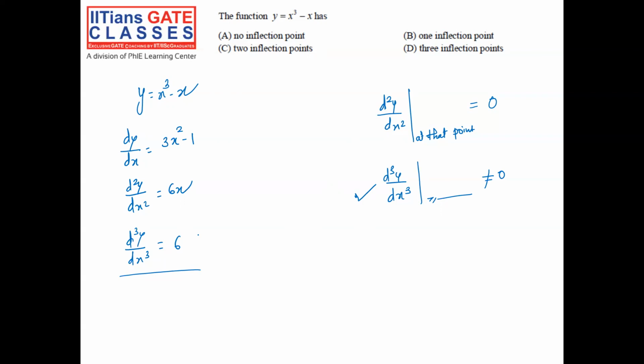What about the first criterion? The second derivative at that point should be equal to 0. That is possible only when x is equal to 0. At x equal to 0, we can clearly say the double differentiation of the given function y will be 0. Hence, we can say there is only one possible point of inflection. So the point of inflection in this case is 0, and hence option B is correct. So it is one inflection point.